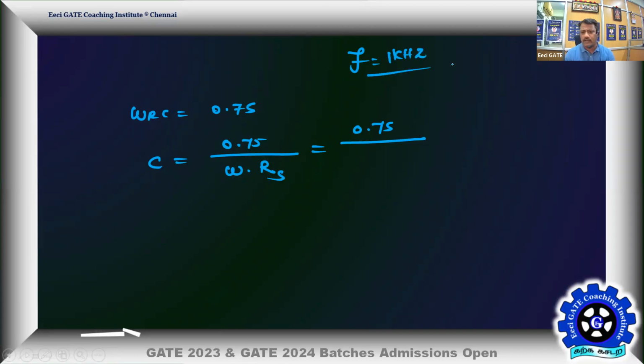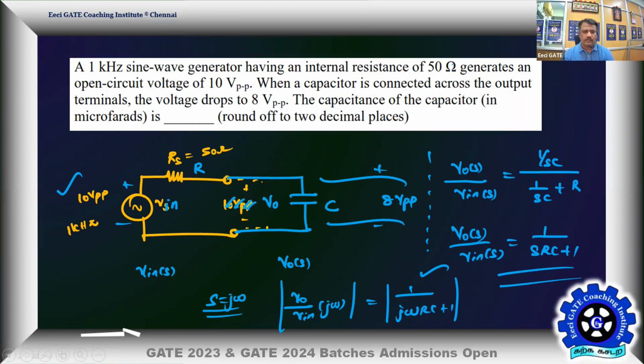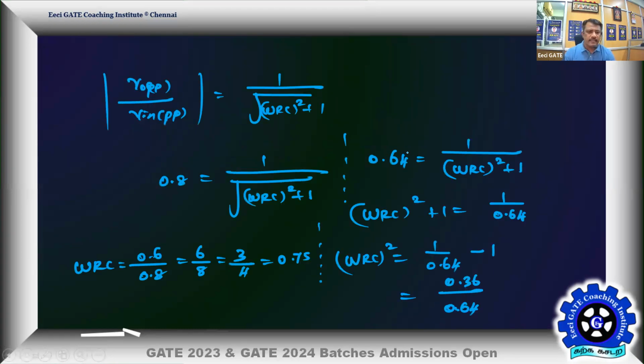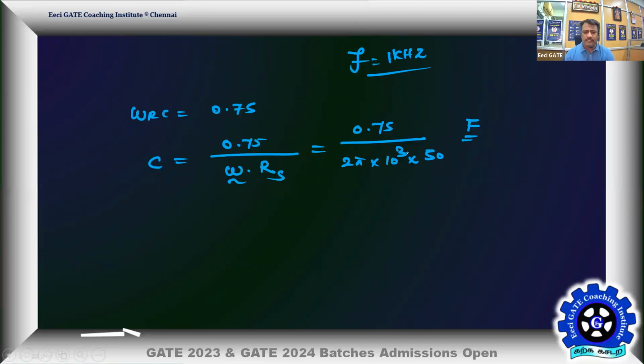Let me have a small check. Yes, 1 kilohertz. So then omega is going to be 2 pi into 10 power 3, into RS is 50 ohms. That's all. Anyway, straight away I'll take it in farads, but the result must be in microfarads. So make the small adjustment, then you'll get the desired result.